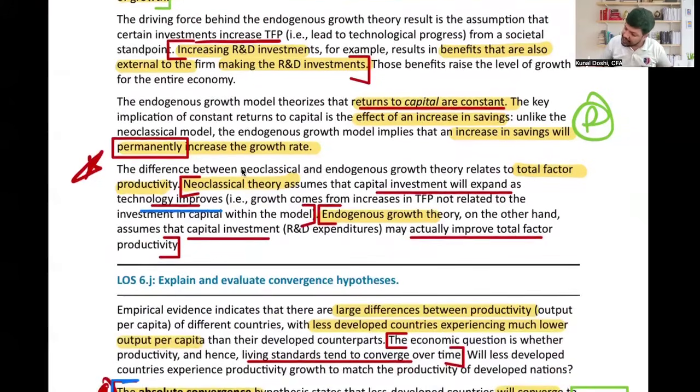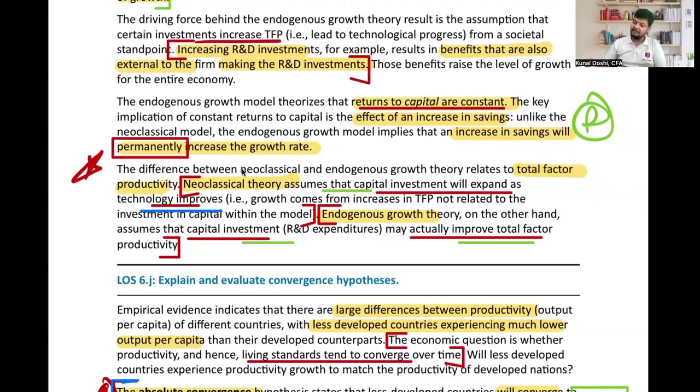Understood. Neoclassical assumes that capital investment will expand as technology improves. Endogenous growth theory assumes that capital investment may actually improve the technological factor productivity. So it's investment in capital which will increase the technological progress. Neoclassical, on the other hand, says that it will automatically happen. Okay. Now the growth comes from technological factor. Everyone agrees, correct? But in endogenous, they say that this technological growth will happen due to the investment in capital. Understood? Clear?